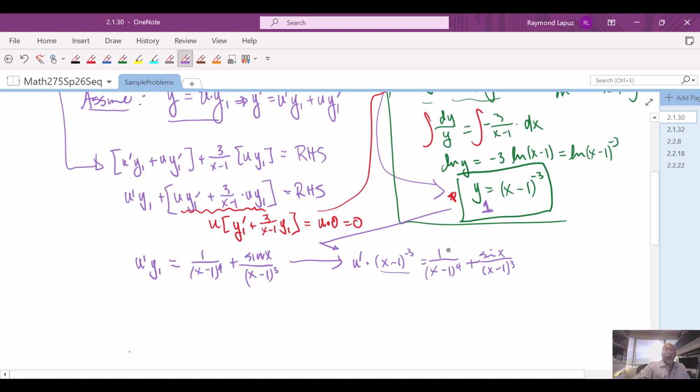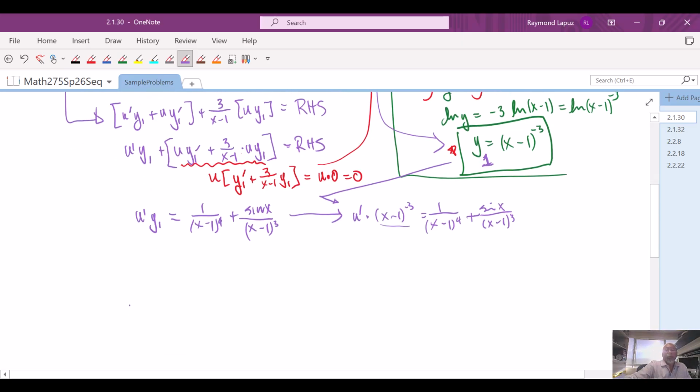And this is 1 over x minus 1 to the 3rd power, so we can multiply that on both sides, and we will get u prime is equal to 1 over x minus 1. So all 3 of them go away, and we have one factor of x minus 1 left. And for this last one, the whole denominator goes away, and all we have is a sine x.